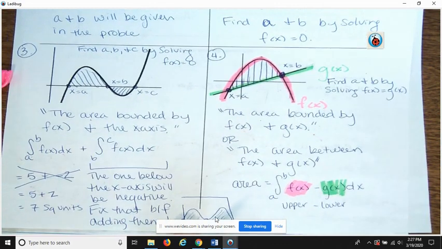So those are the 4 different ways that you could be asked questions about area. And then on the next page, we're gonna do some examples. I'll go ahead and do example 1 with you guys.